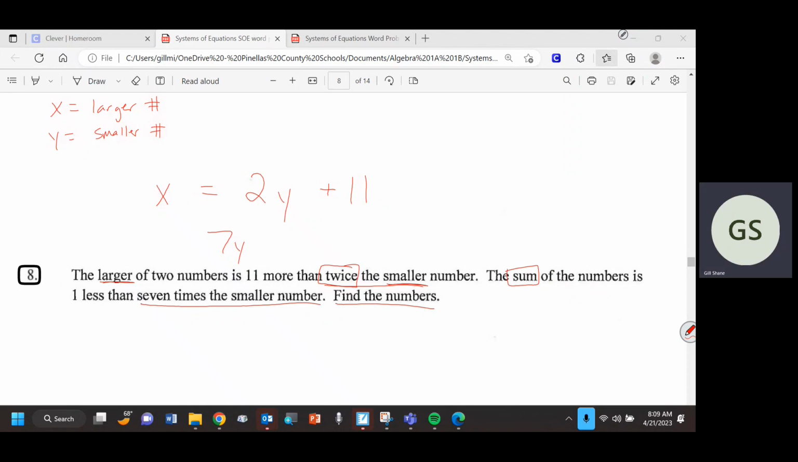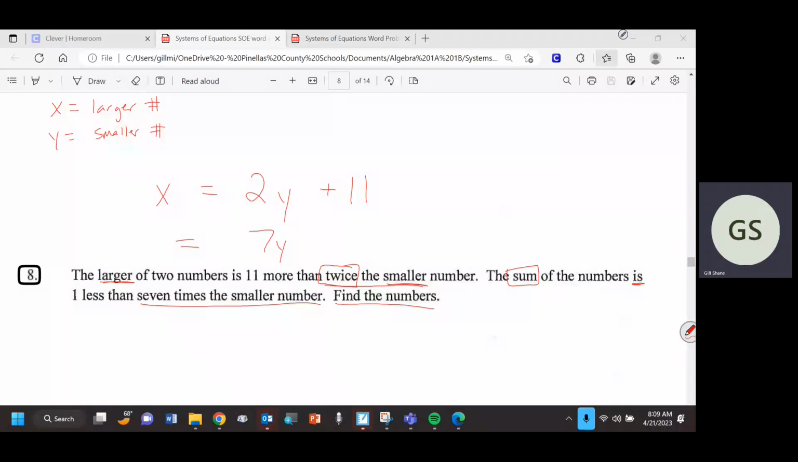Oh, this is a tricky one. What's that word mean? Like if we convert it to math, what's it mean in math? Yeah, that's the equals. So is 1 less than 7 times the smaller number? We'll take care of that in a second. Actually, let's move on. So here's what we know. We know there's an equals. We know the 7Y is going to be on one side.